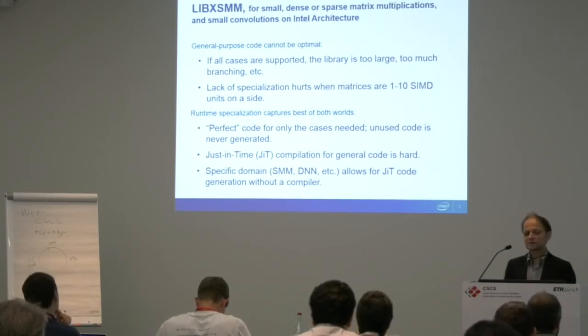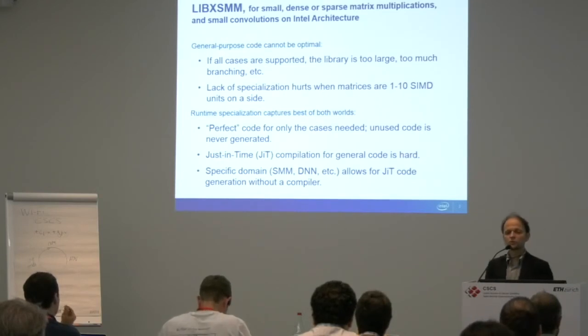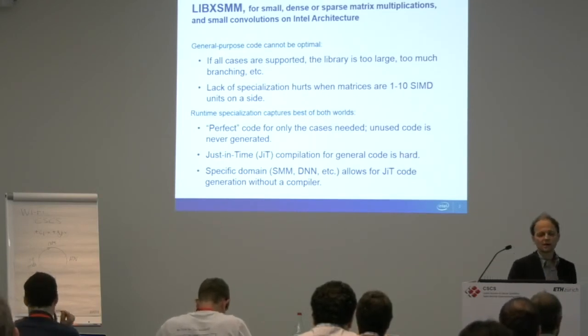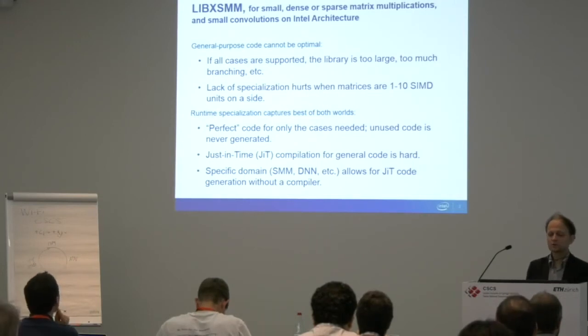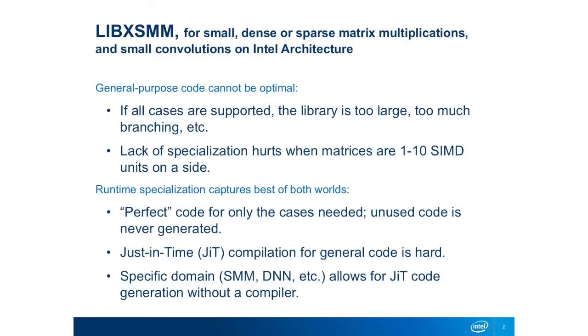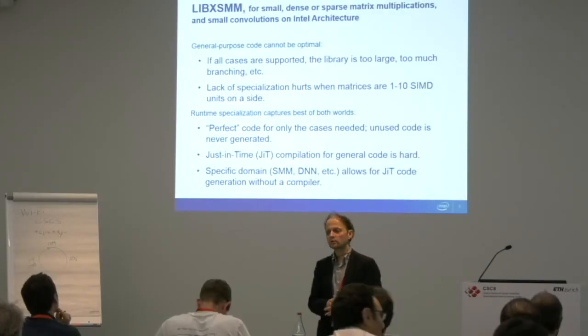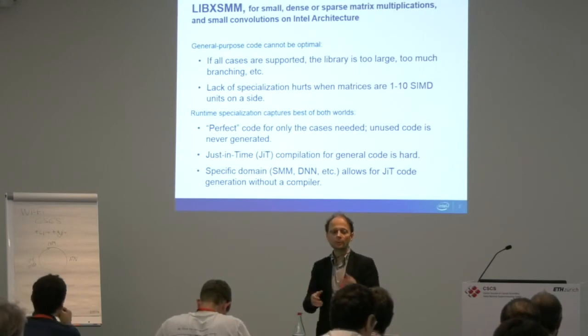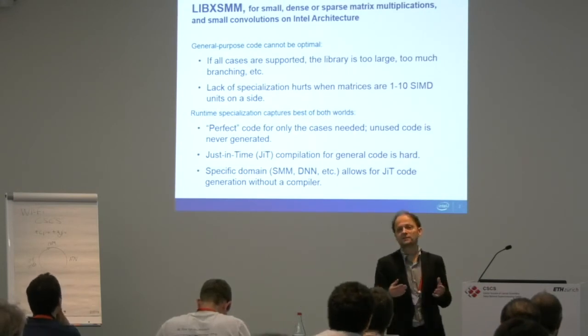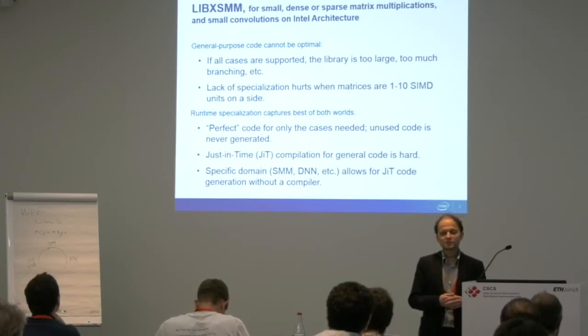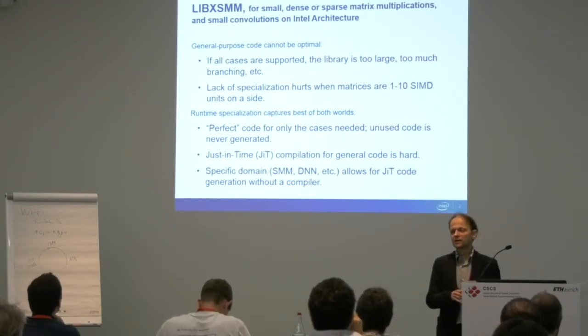And there is a lack of specialization that hurts when matrices are 10 to 1 or 1 to 10 SIMD units on a side. And the perfect code is only needed for some cases. Then it is basically a good idea to look for just-in-time code generation. It always sounds crazy to do this because you may look at popular frameworks like LLVM. They are known for just-in-time code generation, and many people think that's the way to go. And then you look at the complexity of these frameworks, and this is not so complex in this case. It is much easier for us.